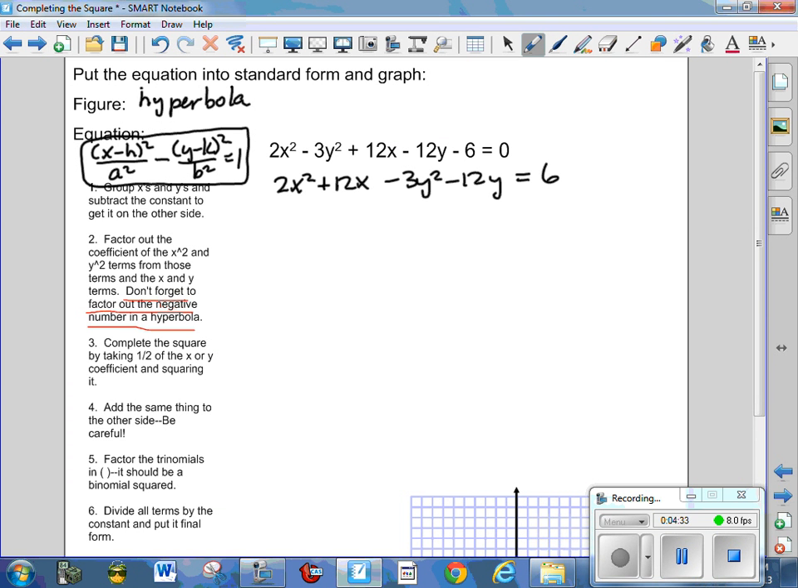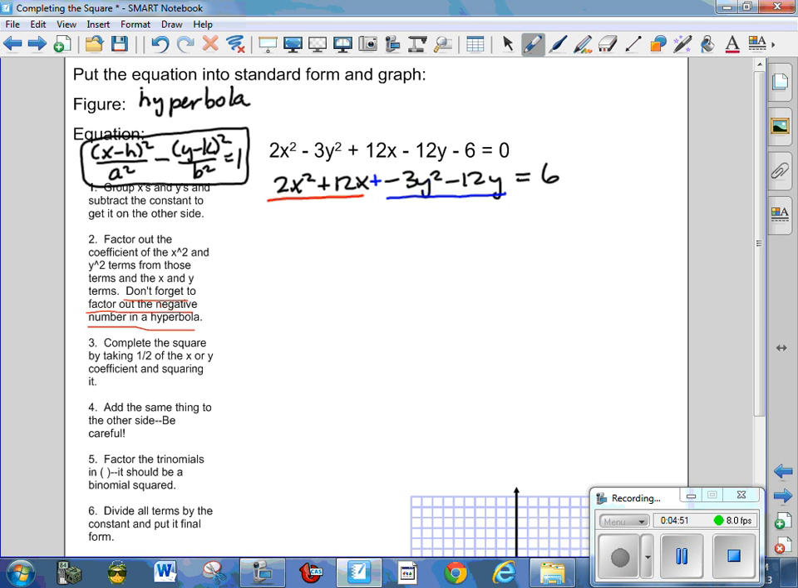Then, because I have coefficients here, I'm going to factor out a 2 from the x terms, and I'm going to factor out a negative 3 from the y terms. So it's actually maybe better to write this as plus negative 3 times the quantity y squared plus 4y, to help you remember that.